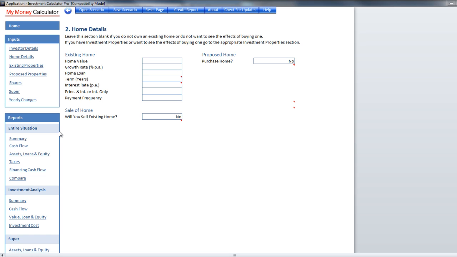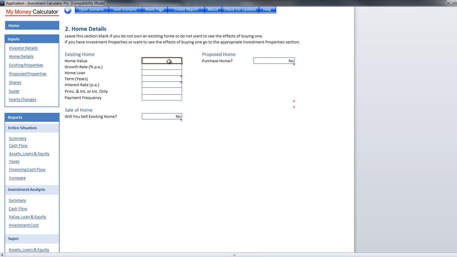So here you can enter the value, the capital growth rate, and the loan details. So let's choose a home worth $500,000 and say that it grows at a modest 3% every year.